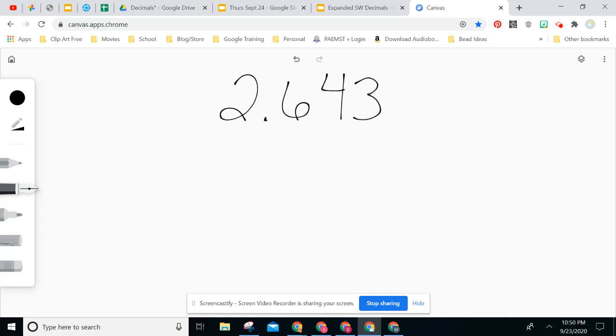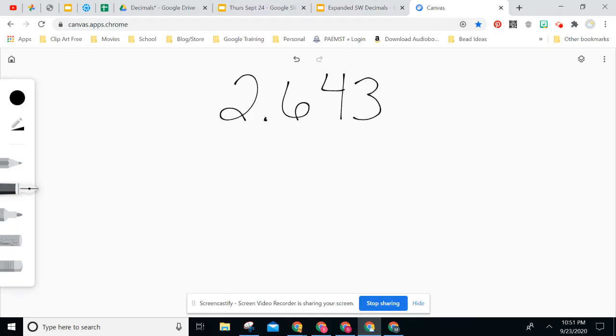Okay. I'm going to pause for a second, let you read that number out loud to yourself wherever you're at. Okay, so you should have been able to read 2 and 643 thousandths because it ends in the thousandths place. If you did, give yourself a pat on the back because you rock. If you didn't, figure out what you did wrong and then try to read it again.